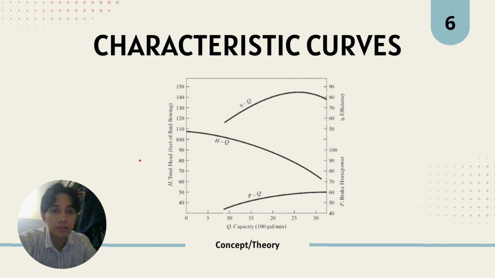Now we'll be looking at the characteristic curves. When a centrifugal pump is installed in a pumping system and operated at a particular rotational rate, usually 1750 to 3500 RPM, the flow rate can be varied by changing the opening on a valve located in the pump discharge line. The pump head decreases with increasing flow rate, while the brake horsepower increases with increasing flow rate. The pump efficiency passes through a maximum.